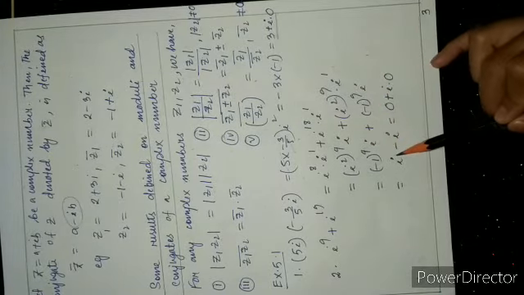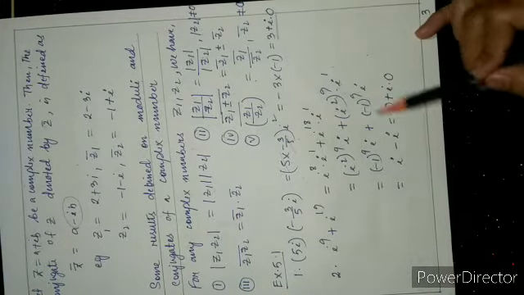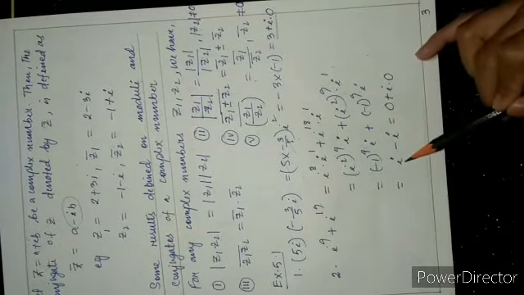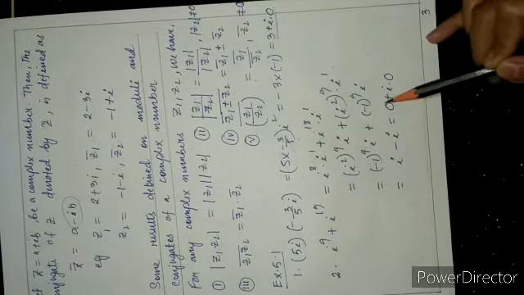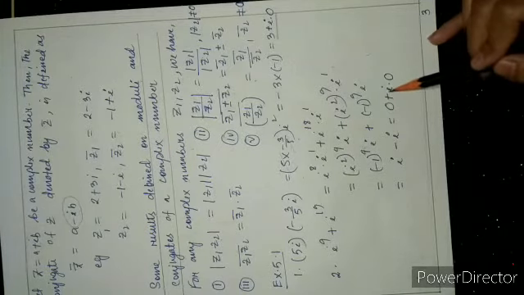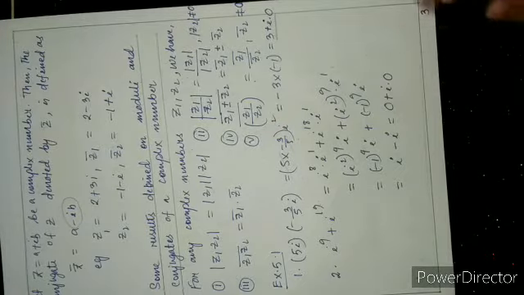Minus 1 whole to the power 4 is plus 1, so we get I. Minus 1 to the power 9 is minus 1, so minus I. I minus I is equal to 0. But we have to express this 0 in the form of a plus ib, that is 0 plus I into 0. Real part is 0 and imaginary part is 0.